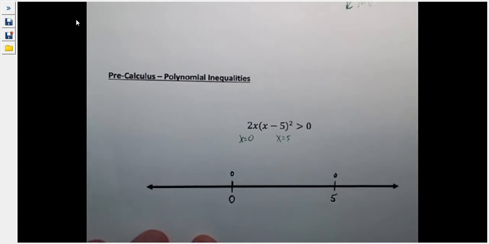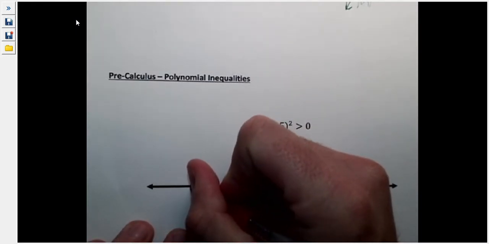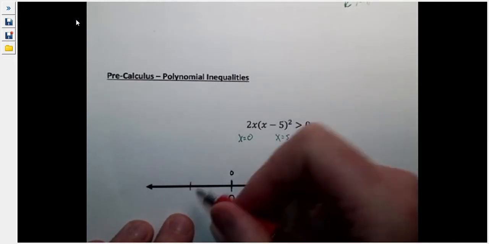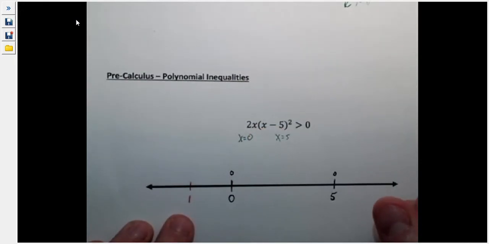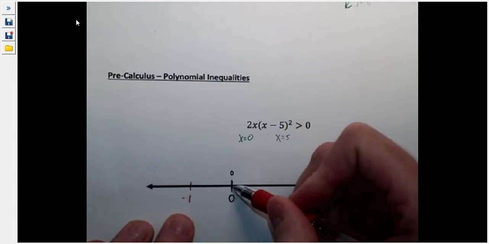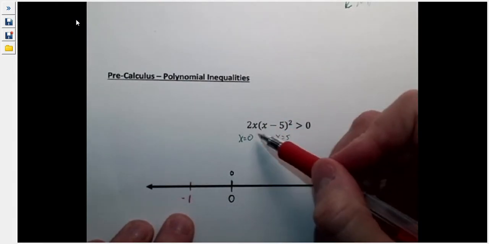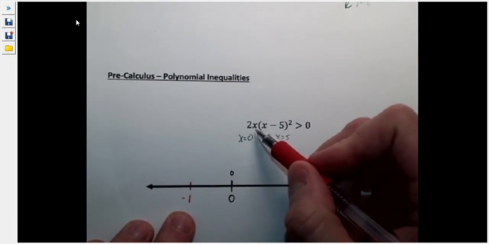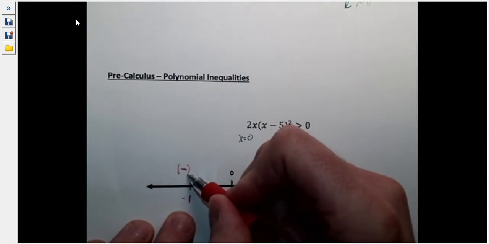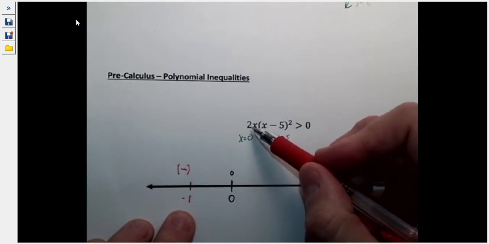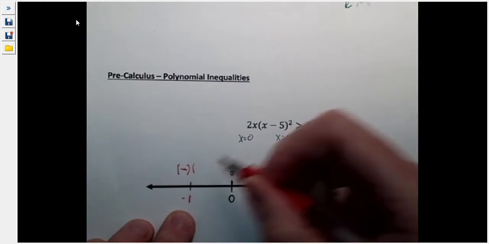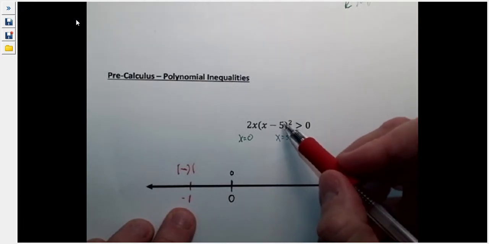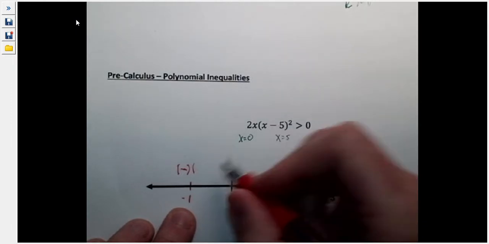To do that, we actually will pick a number. You can pick any number you want that is smaller than 0. I'm going to keep it simple, and I'm just going to pick negative 1. Is negative 1 smaller than 0? Absolutely. So then I'm going to plug negative 1 into my factors. When I plug negative 1 into this factor, I'm going to get negative 2, because 2 times negative 1 is negative 2. When I plug negative 1 into this factor right here, I'm going to get negative 6. But then negative 6 squared is going to be a positive number.